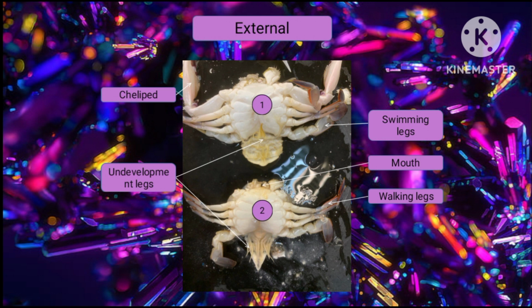Now in this slide, you can see the external of the crab is actually flat, with the main claw, undeveloped leg inside the back of the body, swimming leg, mouth, and walking leg.